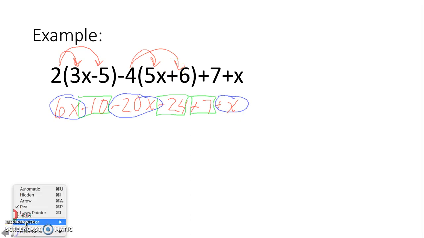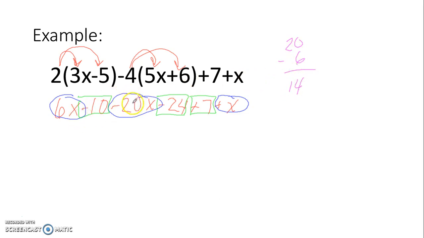Alright, so now we have 6x minus 20x. So 6 minus 20, which is the same thing as 20 minus 6, okay, you get 14. Okay, the 20 is the bigger number, so it's going to be negative 14x, and then we still have to add another x. So negative 14 plus x is negative 13x. Okay, and I'll cross that off. We can cross these circles off because we've already used them.